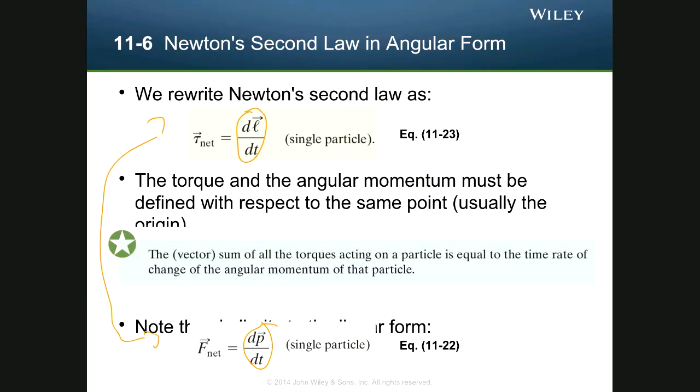But one thing we can note is that the vector sum of all the torques acting on a particle is equal to the time rate of change of the angular momentum. So another way to say that is the net torque is equal to I alpha, which also equals dL dt. So you see you have a lot of stuff you can do here. Okay?